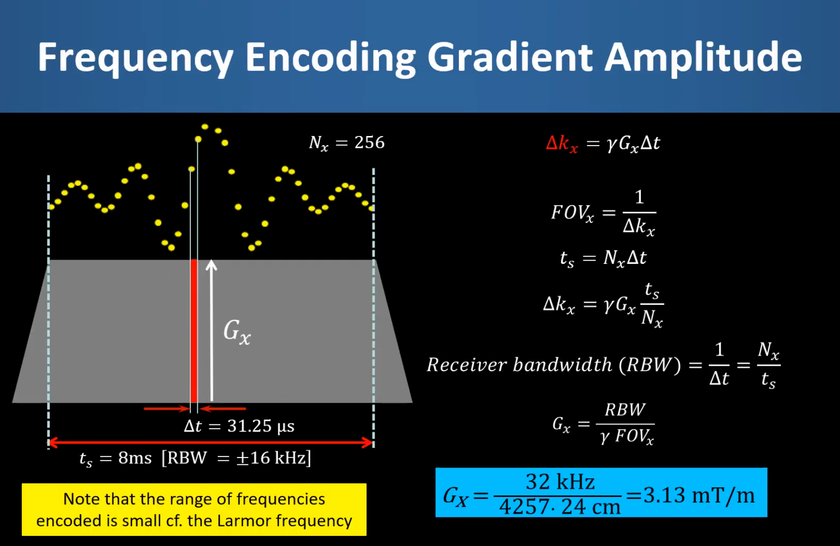Just before we talk about phase encoding, here is how we calculate the amplitude and duration of the frequency encoding gradient. Each sample in the frequency encoding direction represents an incremental change in kx. The operator, who controls the scanner, provides the desired number of samples, nx, and the desired receiver bandwidth, in this case plus or minus 16 kHz. Then the pulse sequence can calculate the required gradient amplitude and duration, Ts.